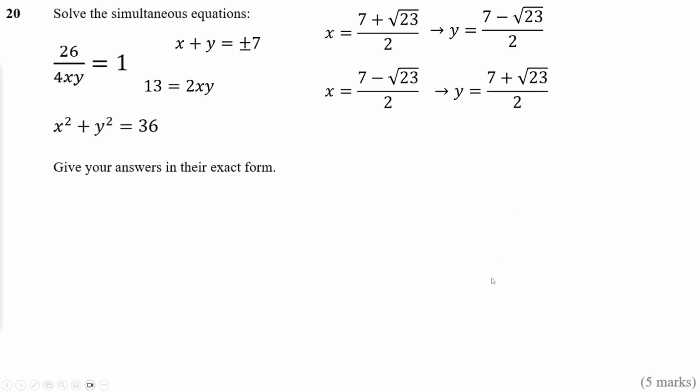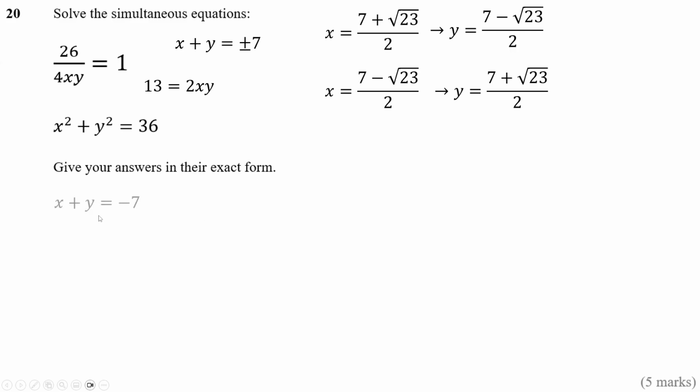Sorry for that, I accidentally gave spoilers for 2 of the solutions for y. Anyways, these are the solutions. So the positive x will give you the negative version of the y, and then the negative x will give you the positive version of the y. Okay, and so we've already used x plus y equals positive 7.